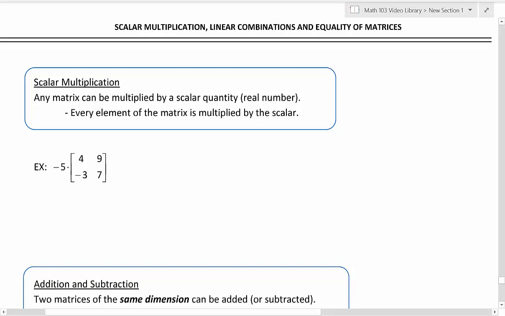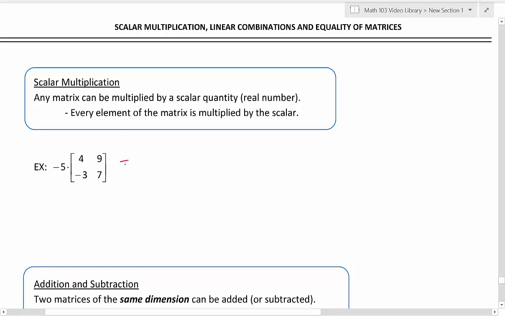Starting with scalar multiplication, any matrix can be multiplied by a scalar quantity. So this means no matter what the dimensions of the matrix is, we can perform this operation. And a scalar quantity is simply a real number. When performing scalar multiplication, you're going to multiply every element of the matrix by the scalar out in front. I think of it as just distributing the number in front to every element in the matrix.